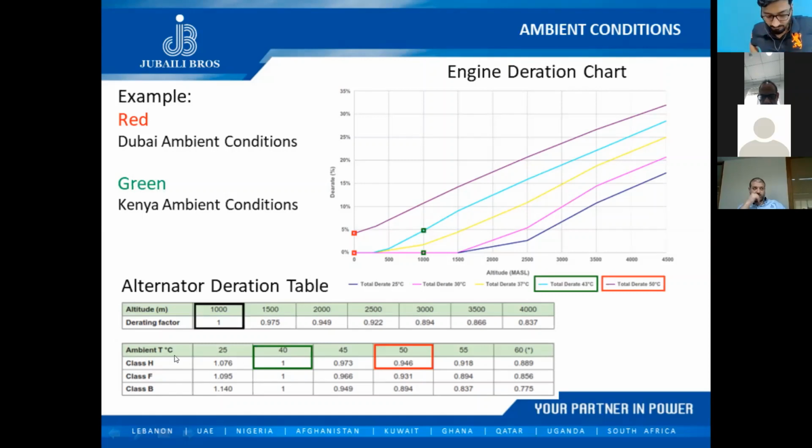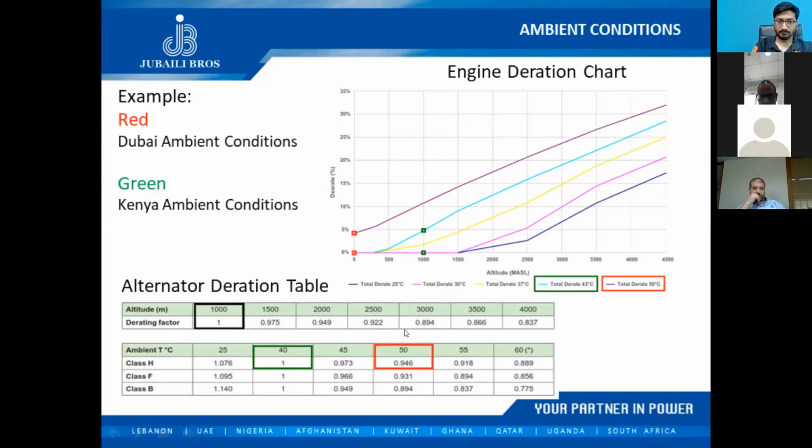Okay. However, at 40 degrees Celsius, there's no effect on the alternator output. At 50 degrees Celsius, my derating factor is 0.946, meaning that I have a derating of 5.4%. So, and let's focus at this point, please, guys. So my engine, considering Dubai, my engine derates at 4%, and my alternator derates at 5.4%.